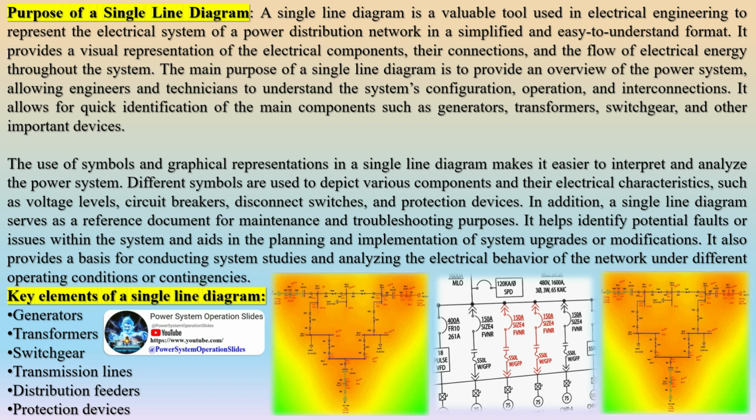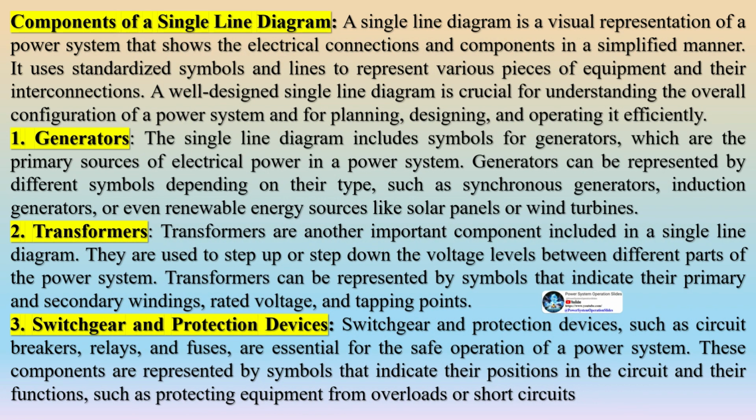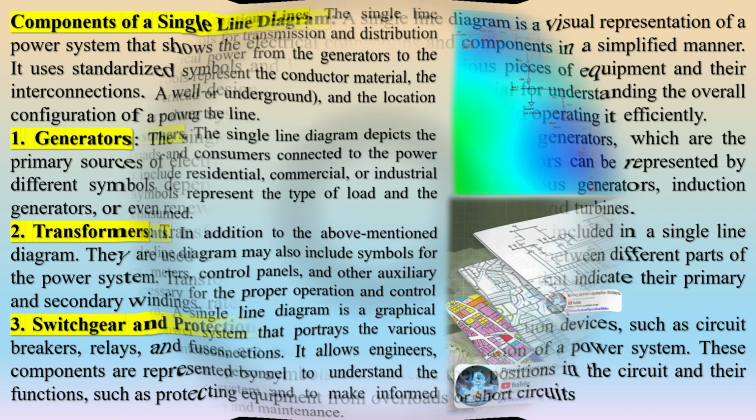Purpose of a single-line diagram. A single-line diagram is a valuable tool used in electrical engineering to represent the electrical system of a power distribution network in a simplified and easy-to-understand format. It provides a visual representation of the electrical components, their connections, and the flow of electrical energy throughout the system. The main purpose of a single-line diagram is to provide an overview of the power system, allowing engineers and technicians to understand the system's configuration, operation, and interconnections.